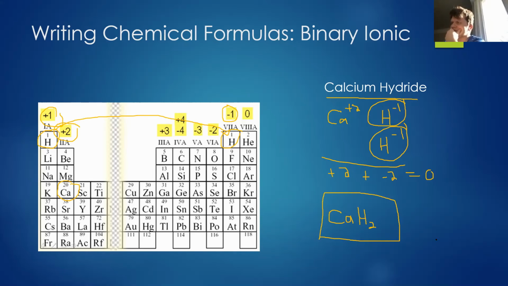So that's what you're going to have to do every time you're trying to write a chemical formula of an ionic compound. You have to write the elements with their charges and then figure out what the formula is by making that compound neutral.